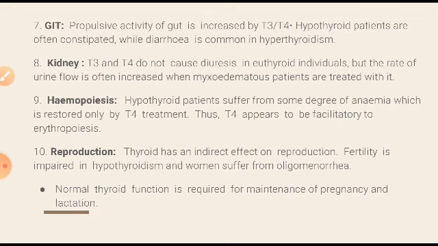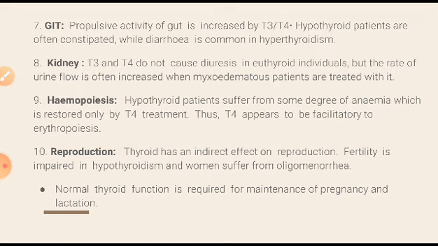Effect on kidney. T3 and T4 do not cause diuresis in euthyroid individuals, but the rate of urine flow is often increased when myxoedematous patients are treated with it. Hemopoiesis. Hypothyroid patients suffer from some degree of anemia, which is restored only by T4 treatment. Thus, T4 appears to be facilitatory to erythropoiesis.